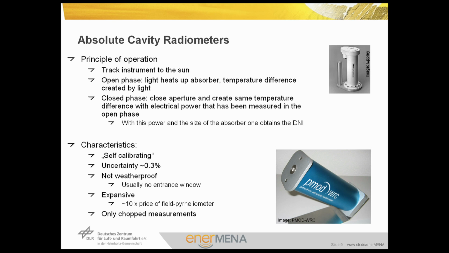Characteristics of absolute cavity radiometers are the following. They are called self-calibrating because of the two phases. The uncertainty is quite low.